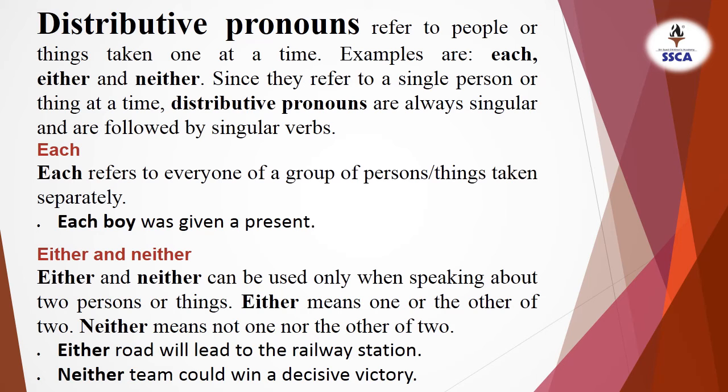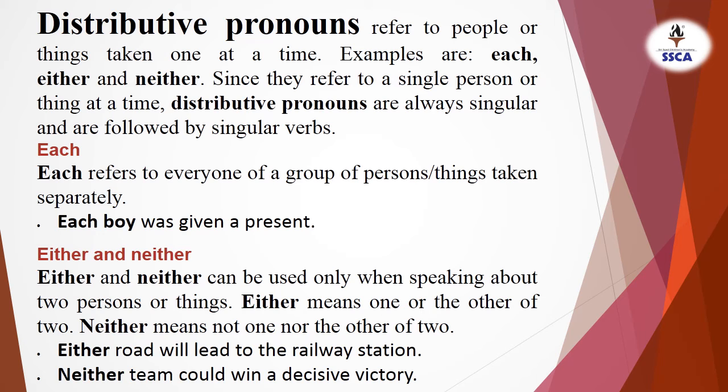Now, either and neither. Well, they can be used only when speaking about two persons or things. Either means one or the other of two, and neither means not one nor the other of two. The examples are: either road will lead to the railway station, meaning this one or the other one, or both, will lead to the railway station. Now, in example number 2, neither team could win a decisive victory. Here you're saying not this and not the other of the two teams will win. So when you're saying yes to both, that is either, and when you are denying both, that is neither.